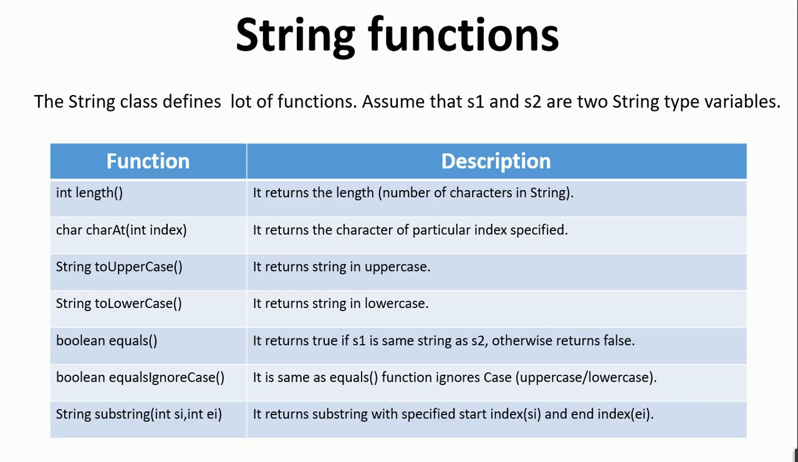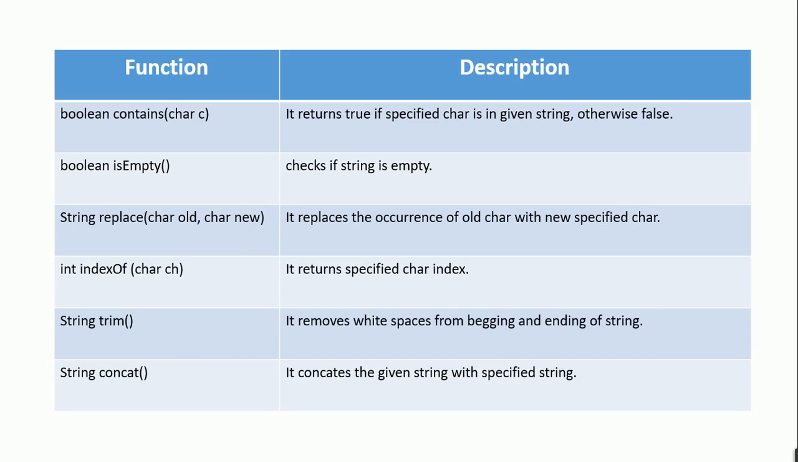So as you can see we have different types of string functions here. Int length: this int is the return type of the function, guys. It means this function returns an integer type value. We have different kinds of functions like length, charAt, toUpperCase, toLowerCase, equalsIgnoreCase, substring. You can read the description to get an idea about which function is used for what purpose. We also have other functions such as contains, isEmpty, replace, indexOf, trim, and concat. So these are the string functions we have.